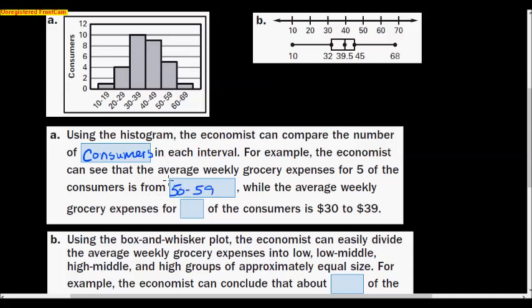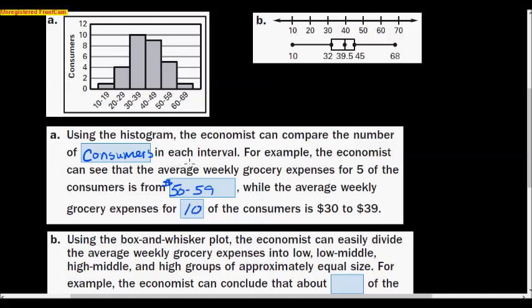Okay, so I'm just going to put a 50 and 59. I'll put a little dollar symbol up there. Okay, because that's what that is. All right, well, the average weekly grocery expenses for, and this is how many of the consumers, is from 30 to 39. So I go for the interval from 30 to 39, and 10 people in there. Okay, so 10 different people.